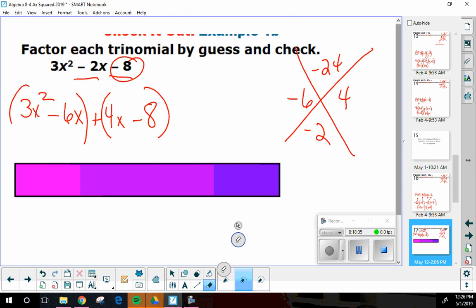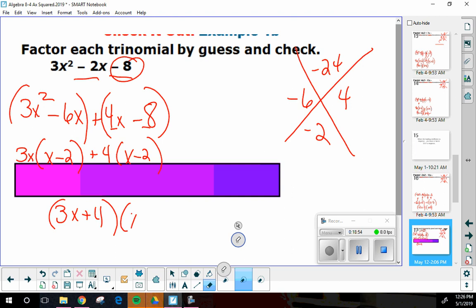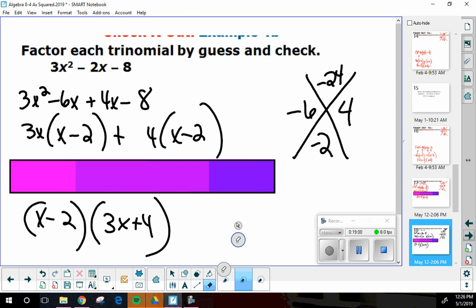So the common multiple here is 3x. That would leave me with x minus 2 here. And then the greatest common factor here is 4, and that also leaves me with x minus 2. So 3x plus 4 times x minus 2 is your answer. Oops, and there's all the answers right there.